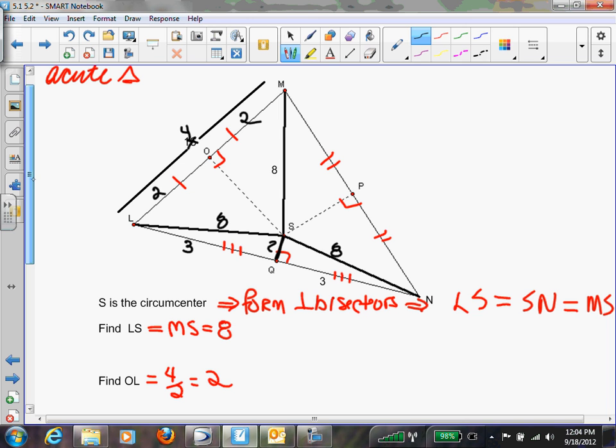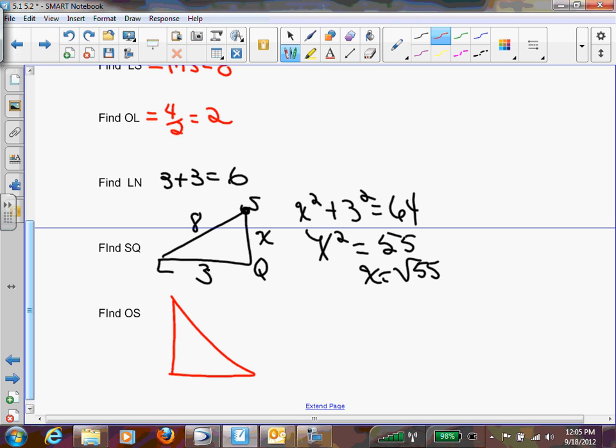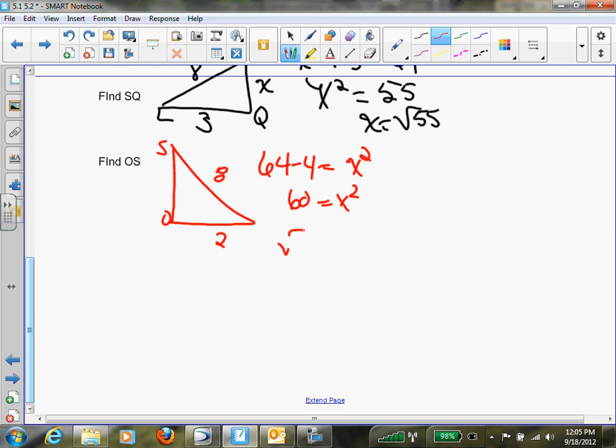All right, one other question I think is what is OS? So OS is another perpendicular length, right? Would you agree? So what am I going to do again? I'm going to use the Pythagorean theorem again, right? And I'm going to say OS is unknown. Hypotenuse is still going to be 8. And my base of the triangle that I want to use is now 2. 8, 2, and this is OS. So this is going to be 64 minus 4 equals x squared in this case. So 60 equals x squared. Square root of 60.